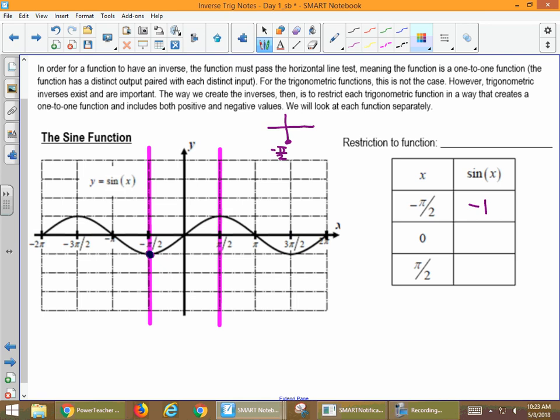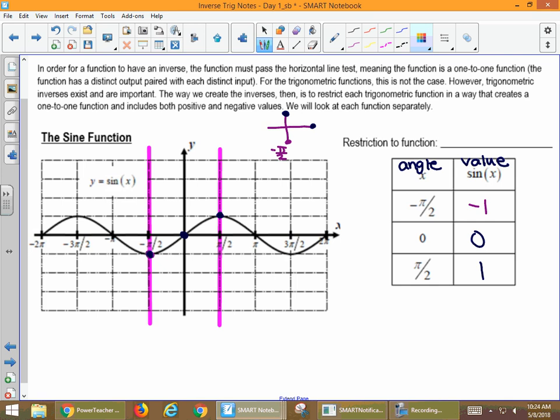At 0, sine is 0. And again, you can think unit circle, like angle value, or you can think like the graph. Whichever works for you, pick it and stick with it. And at pi over 2, on your sine curve, sine is 1. At pi over 2 up here, if you're thinking unit circle, sine is 1.